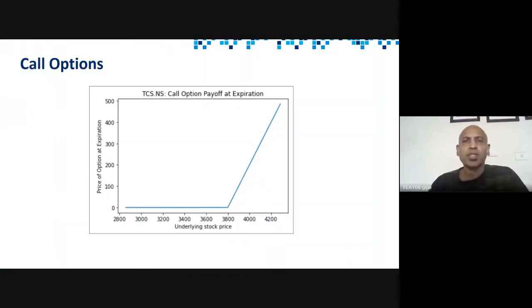This is a typical call option, right? On the x-axis you have the strike price, and on the y-axis there's the price of the option. The stock is TCS, Tata Consultancy Services. This is the payoff diagram at expiration. Here is the strike price, and after the strike price you start to get a positive payoff. What you pay here is the premium, right? Everybody is familiar with that.